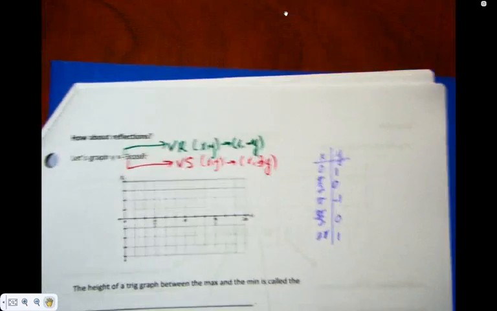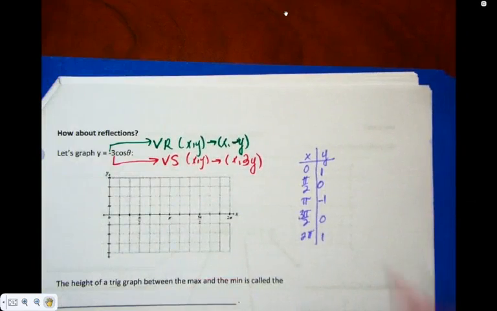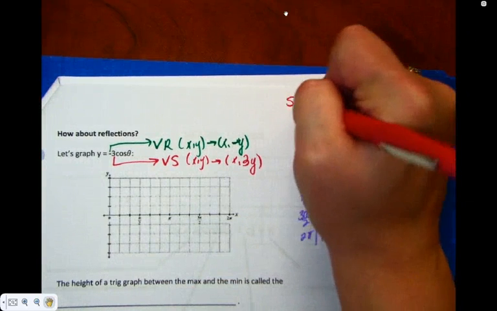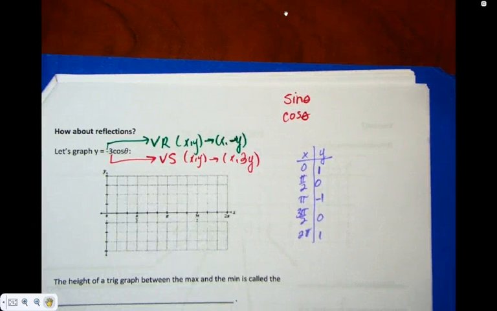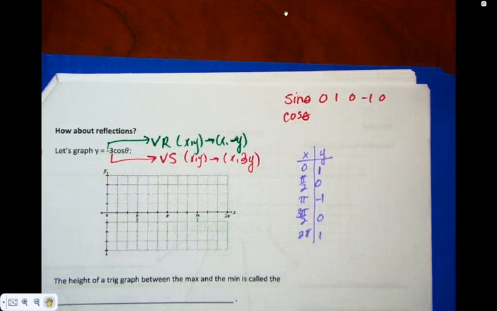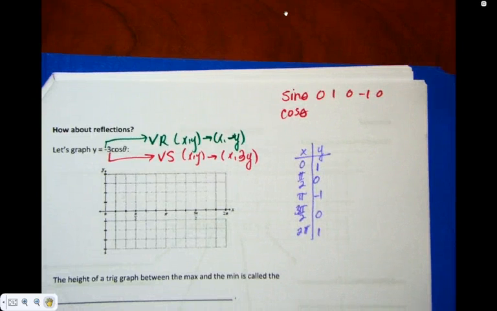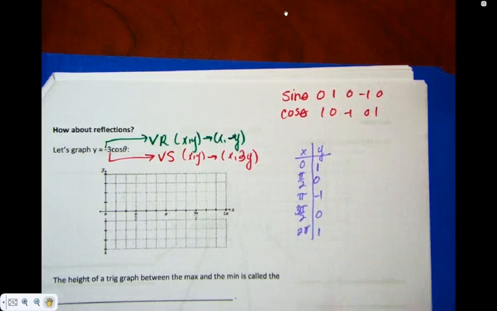Just going to the top of my page for left brain people, grabbing my red pen. Left brain people, we like everything to be organized, so I'm just going to put sine and cos up here. Here's the y values you need to memorize. So sine is 0, 1, 0, minus 1, 0. And cos is 1, 0, minus 1, 0, 1.